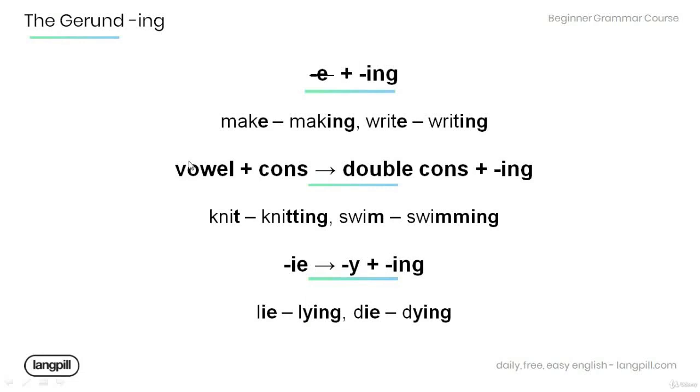And when a verb ends with a vowel plus a consonant, we double the consonant and add ing. For example, knit, knitting, swim, swimming. And when a verb ends with ie, we turn it into y, then add ing. As in the following example, lie, lying, die, dying.